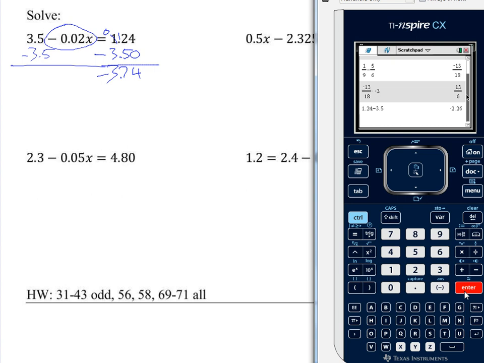Who is right? That's a good question. Who's smarter? Usually the person is smarter than the calculator. But actually in this case, the calculator did the work correctly. This is the right answer.